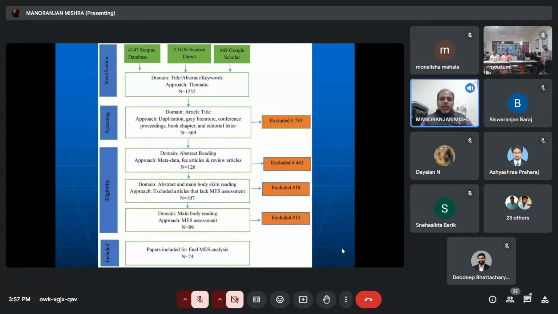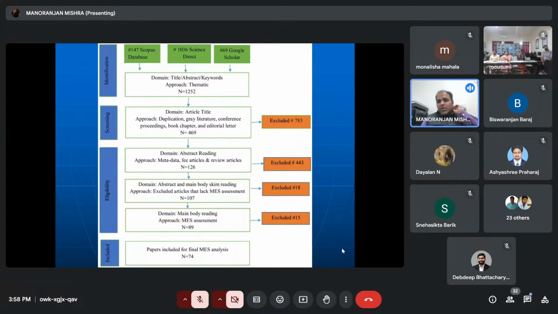Then again, main body reading approach, where I am doing some assessment. So we are excluding 15. There will be 3 authors reading that particular material, and they will make a decision on which to include and exclude. So we are getting 89 papers. The papers included for my analysis are only 74, because 15 are again excluded. I have to get these 74 articles and do the analysis. This is the process which you have to follow in PRISMA.